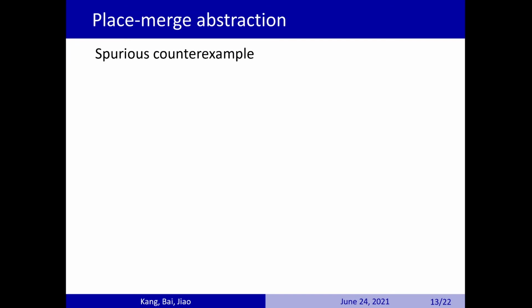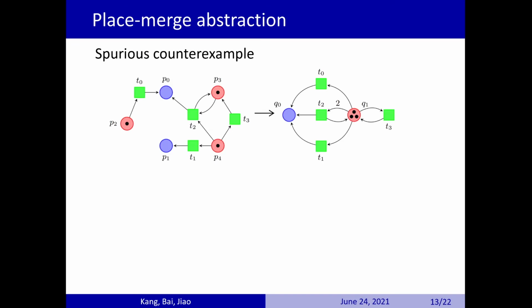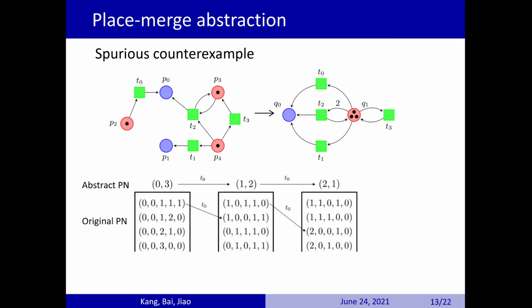Continue with this example. The distribution of tokens in the 2 figures denotes their initial markings. In the abstract Petri net, there exists a path T0, T0 from the initial marking 03 to 21, but the same path T0, T0 is illegal in the original Petri net, because the second transition T0 is not enabled here. In this case, the path T0, T0 is a spurious path. We need to refine the abstraction to rule out this spurious counterexample.